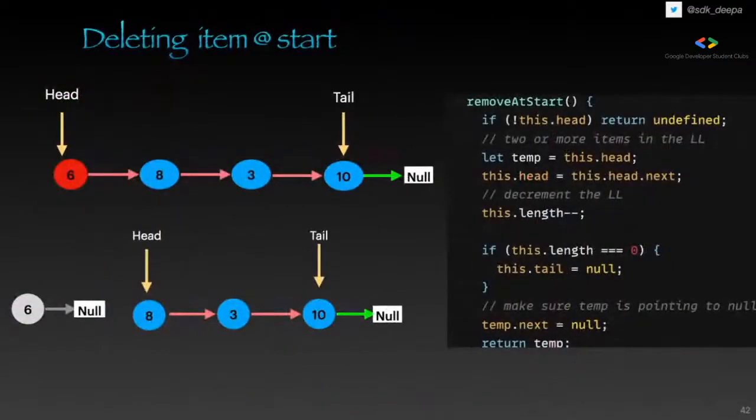Okay, sorry about that. So deleting an item at the start, here we are creating a temp variable. This.head is pointing to the temp variable, and then we are decrementing the size when this.head is pointing to the next item, right? And we also check whether the list is empty or not. So similar concept, similar operation, and then we return temp here.